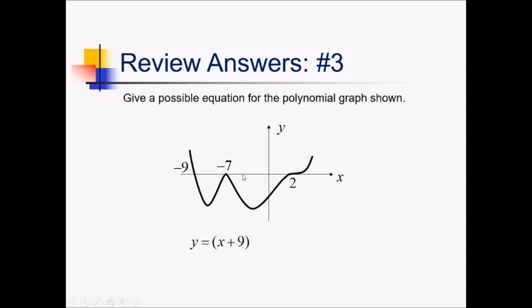Now for this next one, we're bouncing at negative 7. So this is going to be x plus 7, all of that to the second power. And then for this last one, we're flattening through 2. So this is going to be x minus 2 raised to the third power, because we have triple roots giving us flattening. And this is a possible equation.